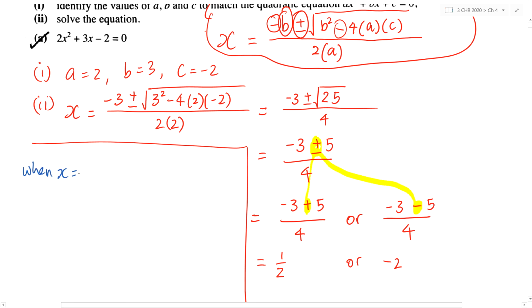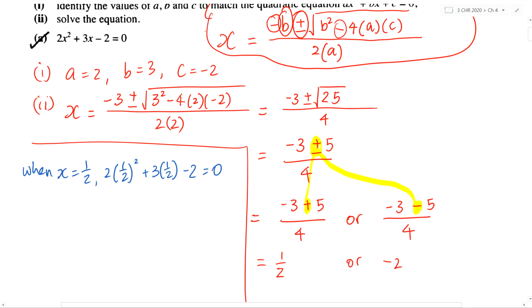When x equals to half, I have 2 times half and I square it, plus 3 times half, close bracket, minus 2. Let's see what this gives us. 2 times half and I square it, plus 3 times half, minus 2. And it gave me 0. Okay? So this is equal to 0, which is the right hand side.